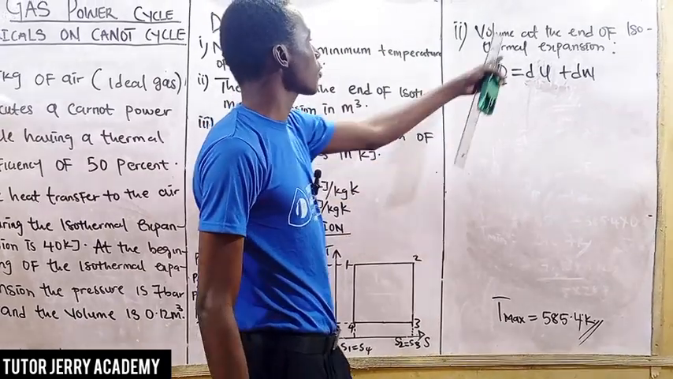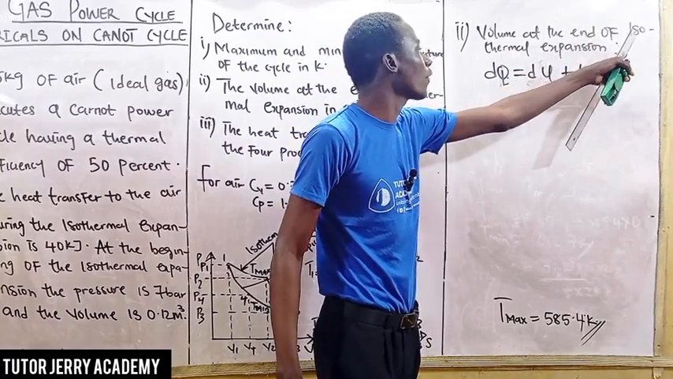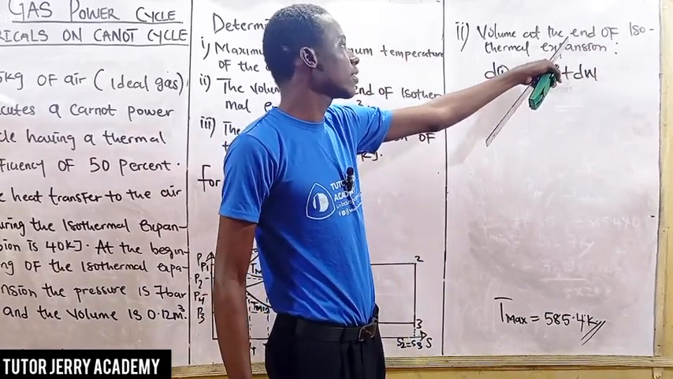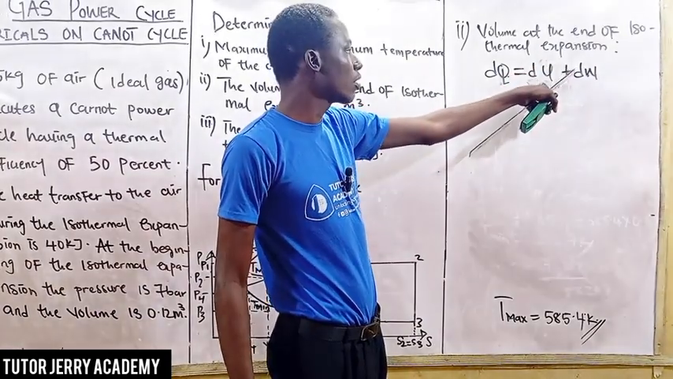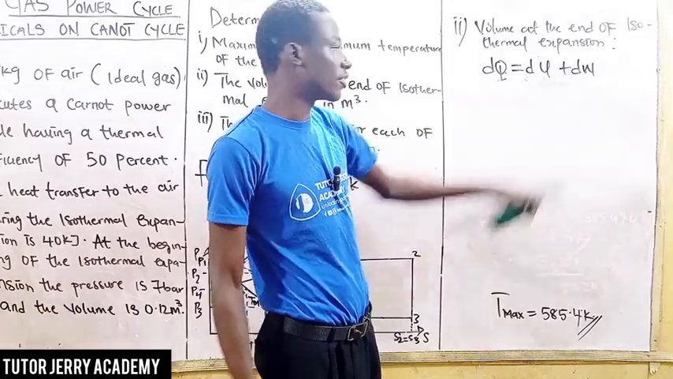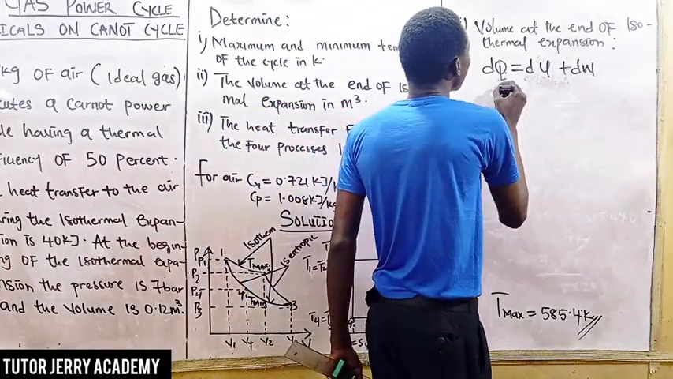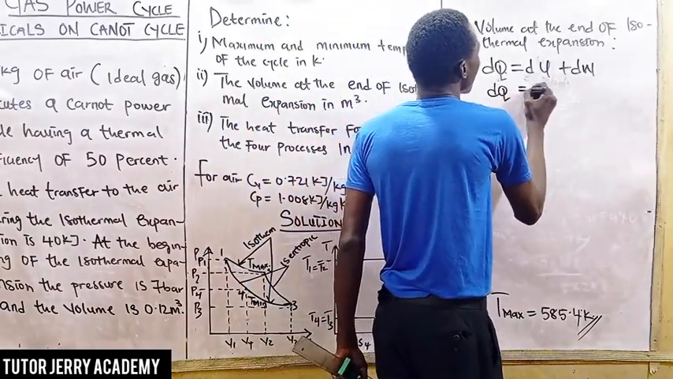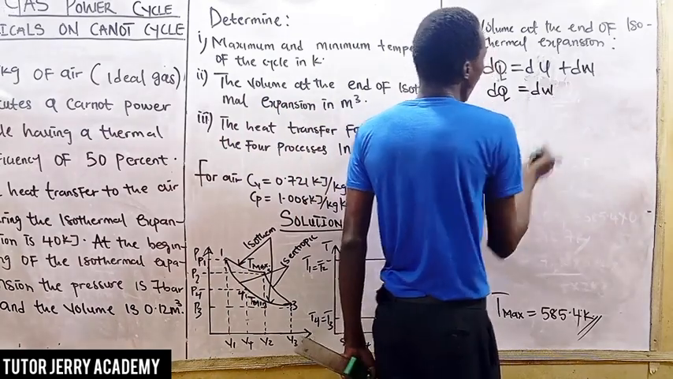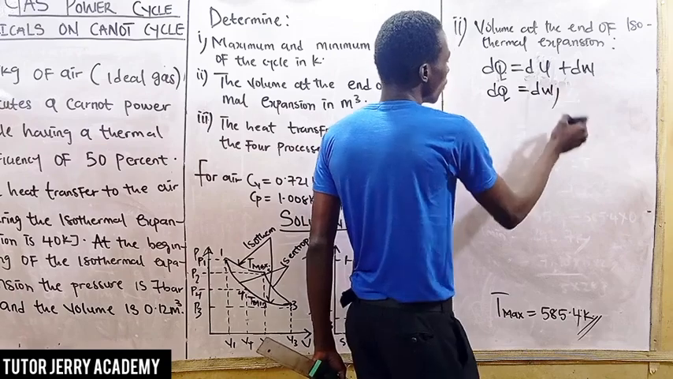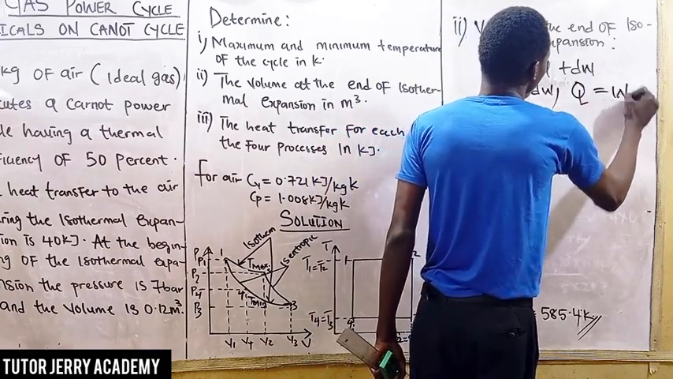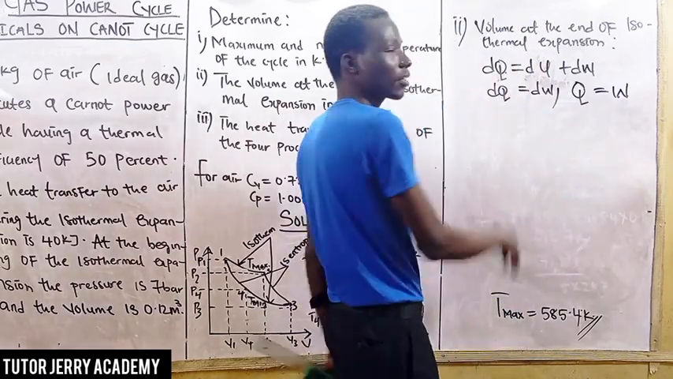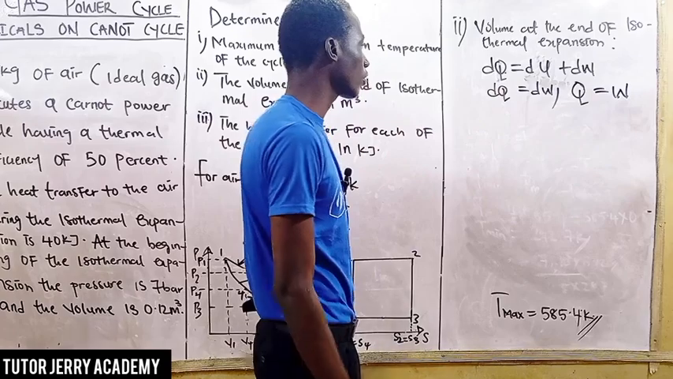Now, the question says we should find the volume at the end of isothermal expansion. That is, there is no change in temperature. And if there is no change in temperature, of course, there is no change in internal energy. It implies that dQ is equal to dW. And of course, we can write this to be Q equals W. Of course, they are the same. We are talking about heat here, and we are talking about work done here.